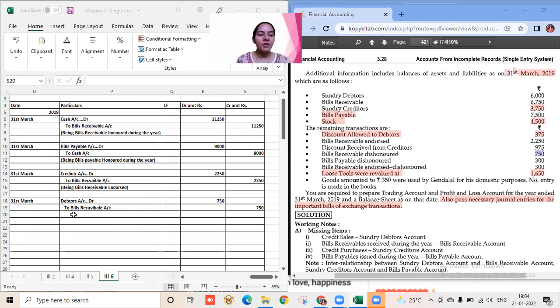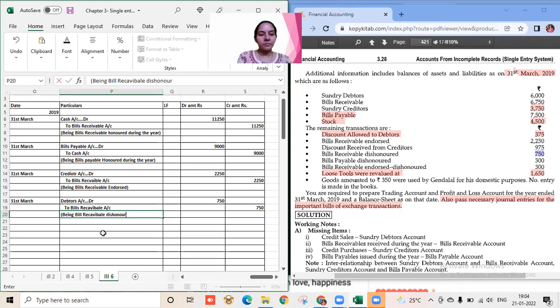Okay, so the narration is going to be: this was not the bill which was endorsed. At the time of endorsement the entry will change a little. So, being bill receivable dishonored. Being bill receivable dishonored. So the entry is: debit the debtors account, credit bills receivable.